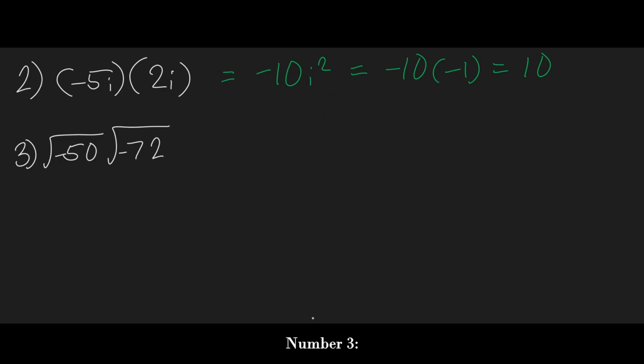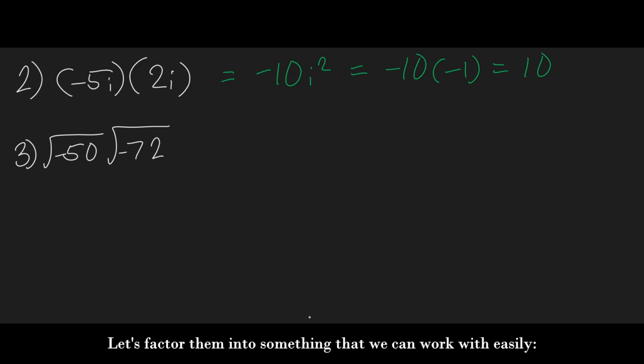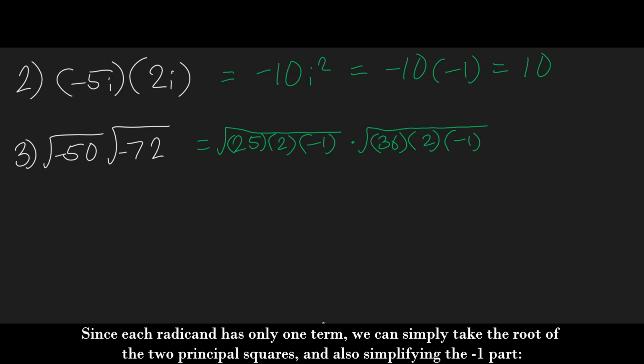Number 3, the square root of -50 times the square root of -72. Here we have two square roots with negative radicands. Let's factor them into something that we can work with easily. The square root of 25 times 2 times -1 times the square root of 36 times 2 times -1. We can simply take the roots of the perfect squares and also simplify the -1 part. 5i square root of 2 times 6i square root of 2.